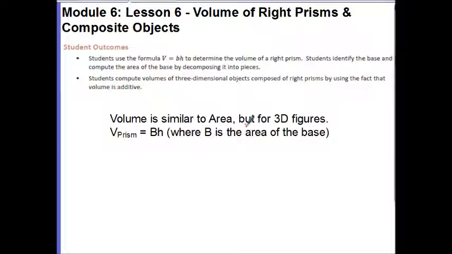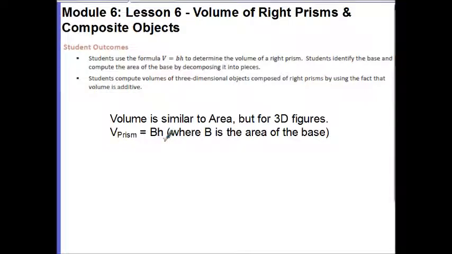Now, volume is similar to area, but for three-dimensional figures. The main idea of how you would calculate volume is you first have to identify what the main shape is that makes up that three-dimensional figure. So think about what shape is repeatedly stacked to create the three-dimensional prism. Our formula here is that the volume of a prism is equal to B times H.